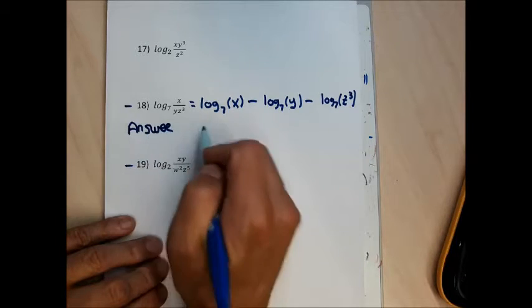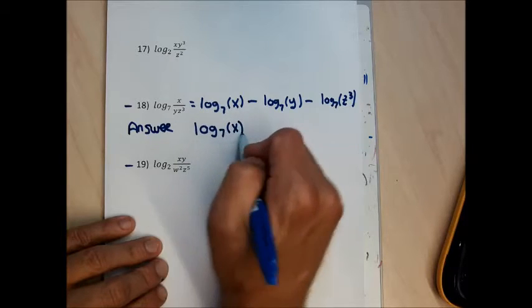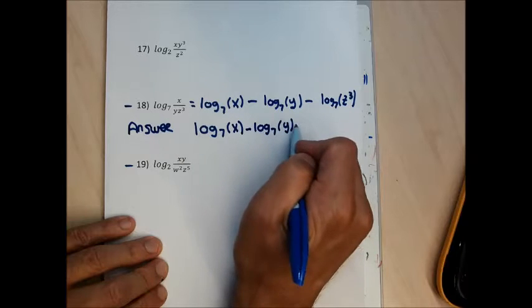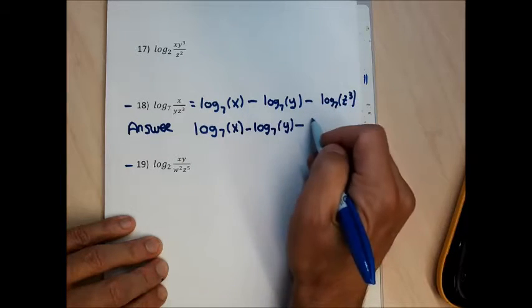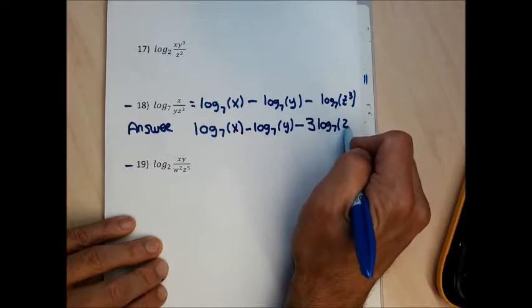For problem 18, my answer is going to be the log base 7 of x minus the log base 7 of y minus, and then the exponent I'm going to make a multiplication, 3 times the log base 7 of z.